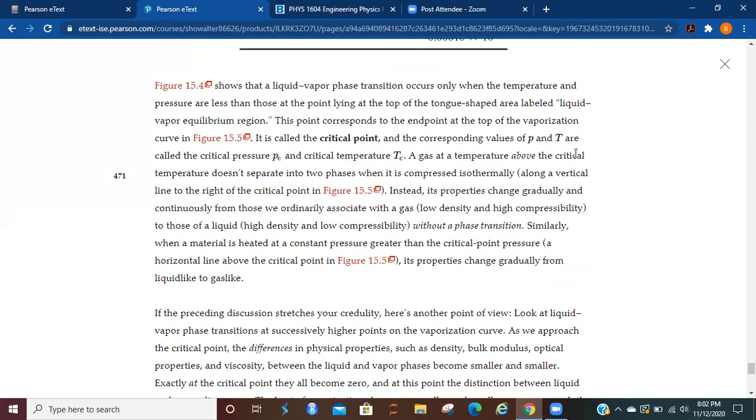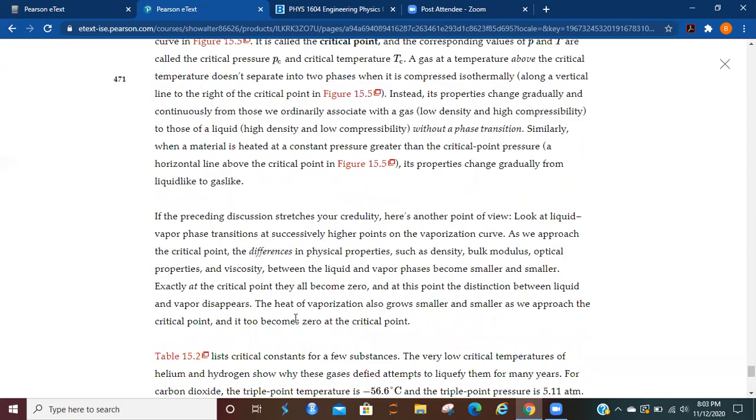The gas at a temperature above the critical temperature doesn't separate into two phases when it's compressed isothermally. Instead, its properties change gradually and continuously from those that we associate with a gas to those of a liquid without a phase transition. Similarly, when a material is heated at a constant pressure greater than the critical point, the horizontal line above the critical point, its properties change gradually from liquid to gas-like.